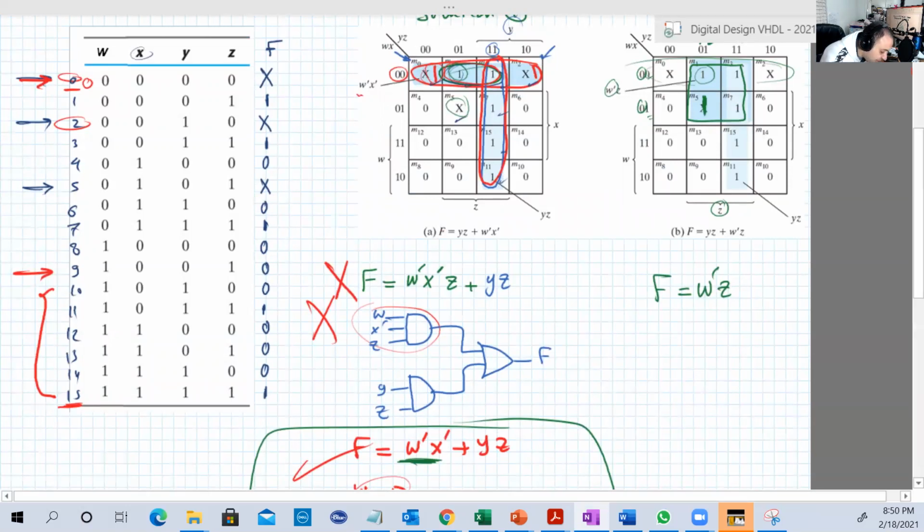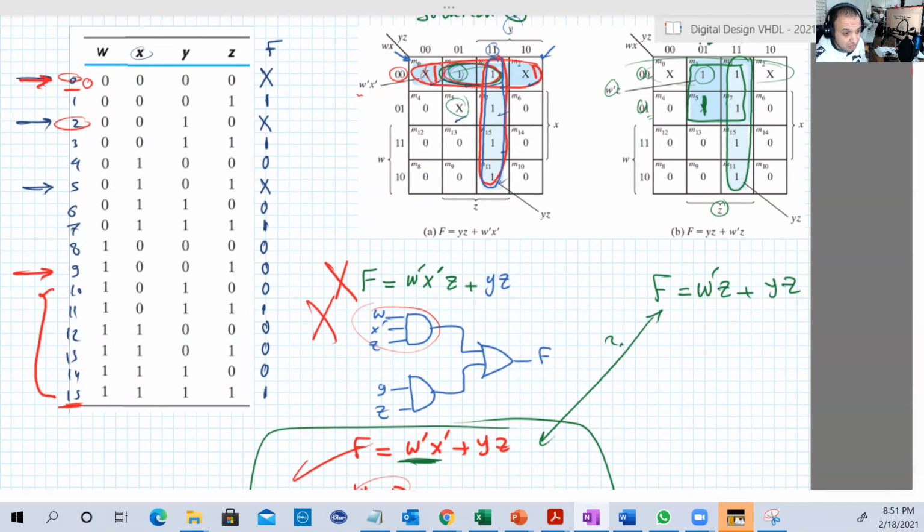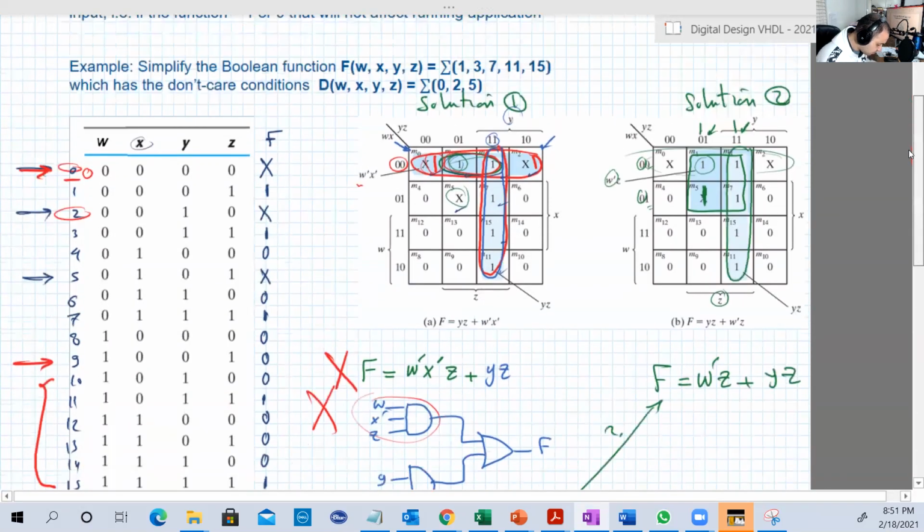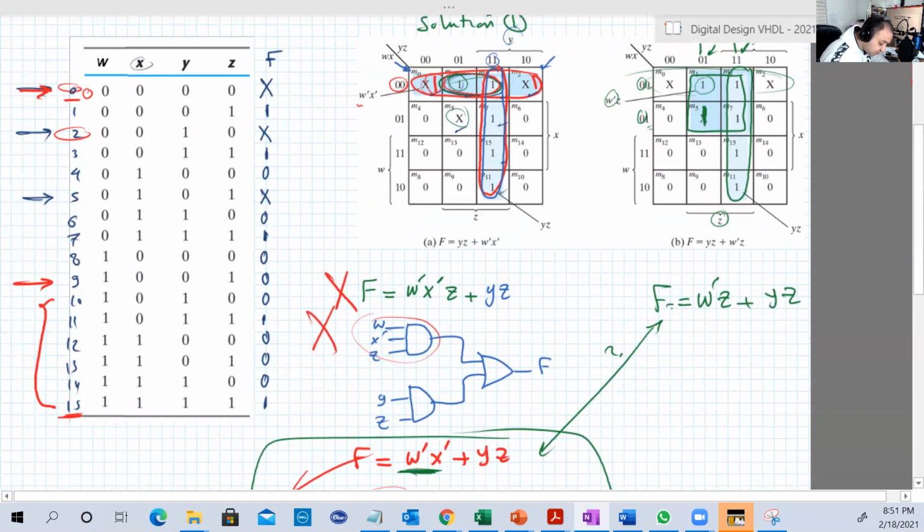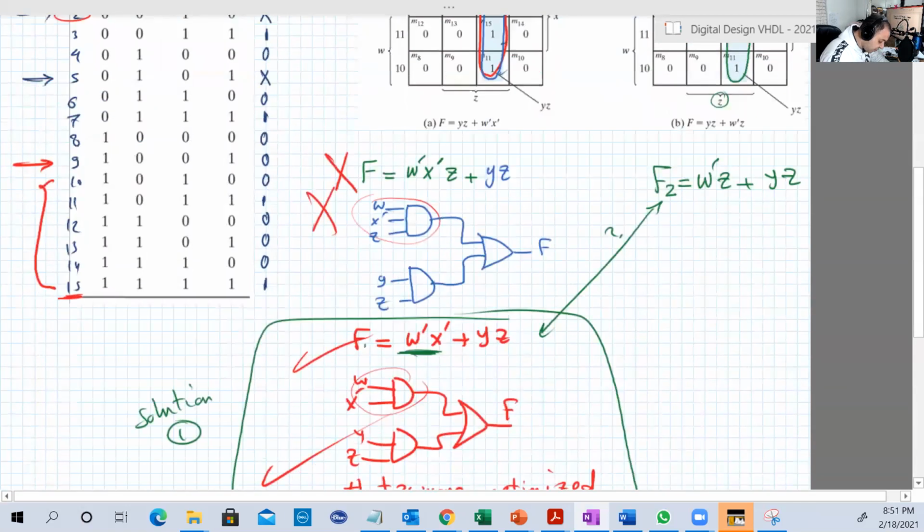And the second group again is that group here, which is yz. One may say these two functions are different, right? Yeah, they are different, but you know where they are different? Let me show you. So let me call this F2 and let me call this F1.